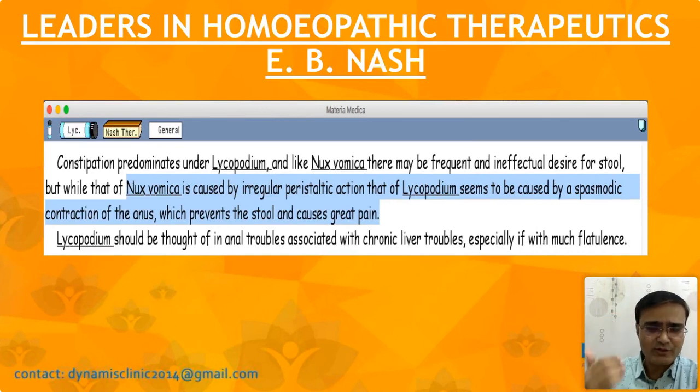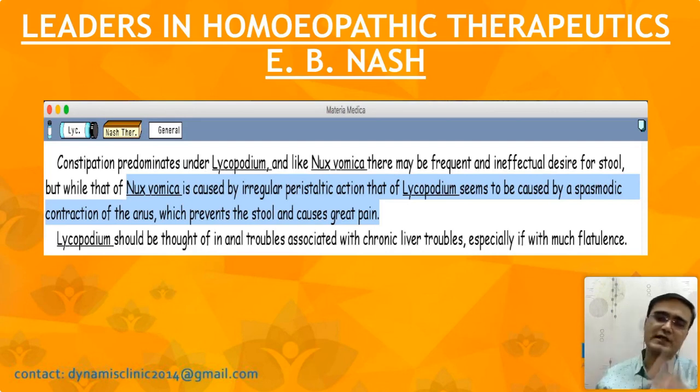When you read Lycopodium from the same author, he writes, Nux vomica is caused by irregular peristalsis, but Lycopodium is caused by spasmodic contraction of the anus. And this prevents the stool and causes great pain. Unbelievable. So there is spasm at the anal sphincter. That he says could be a reason for constipation in Lycopodium, and that gives pain. Interesting, isn't it? Absolutely interesting.